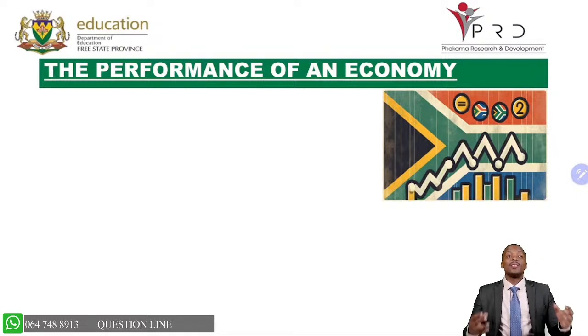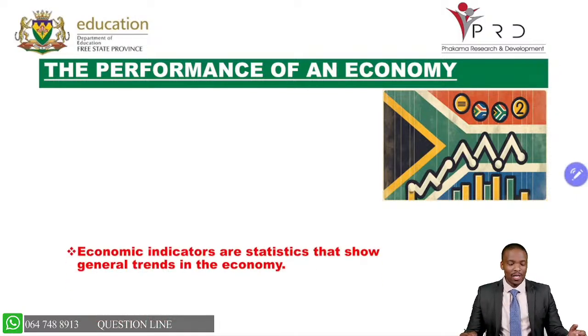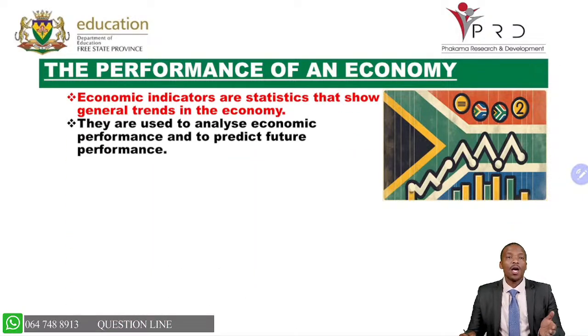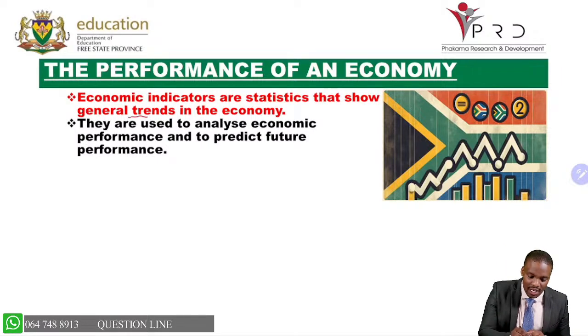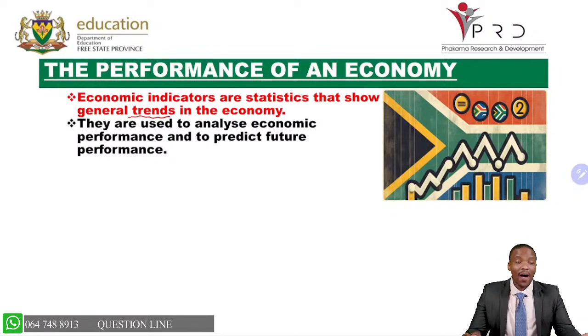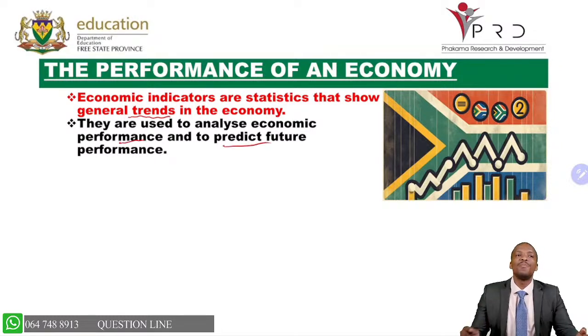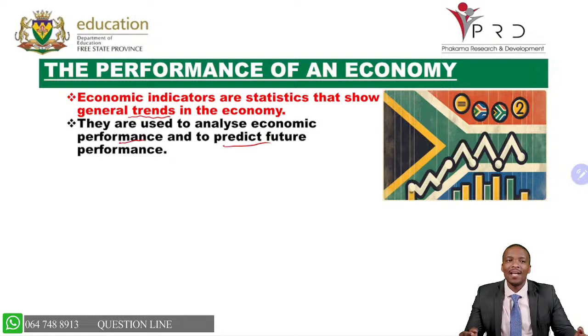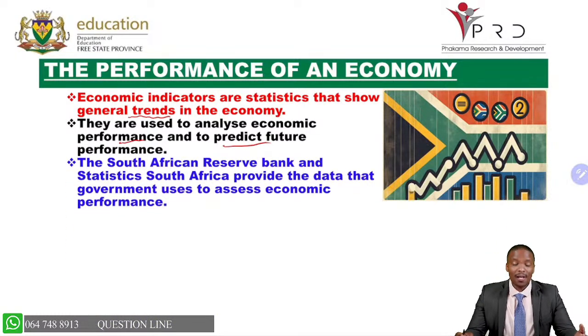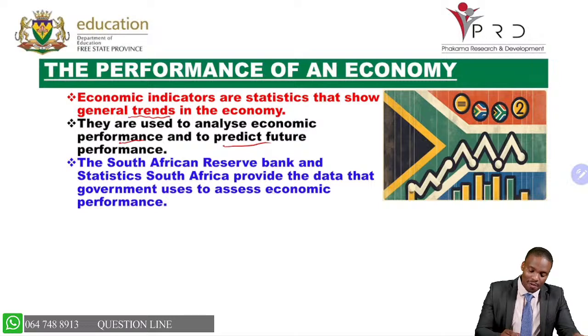So it is important to measure the performance of the economy or to look at the status of the economy. Why are we doing that? It is there to show the general trends in the economy. Also, they are used to analyze economic performance, and not only that, but to predict what is likely to happen in the future. Okay? If we continue, the South African Reserve Bank as well as Statistics SA provide the data that the government uses to assess the performance of the economy.